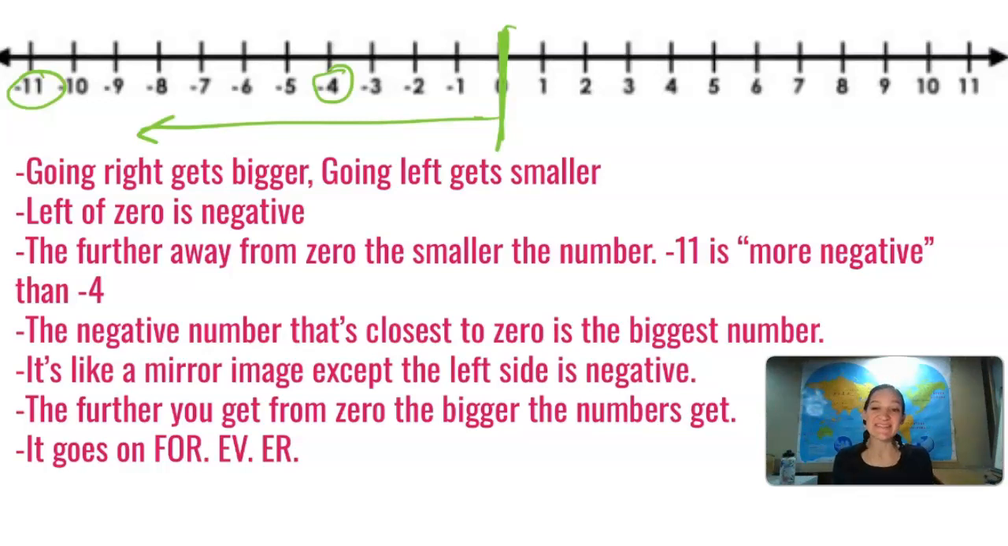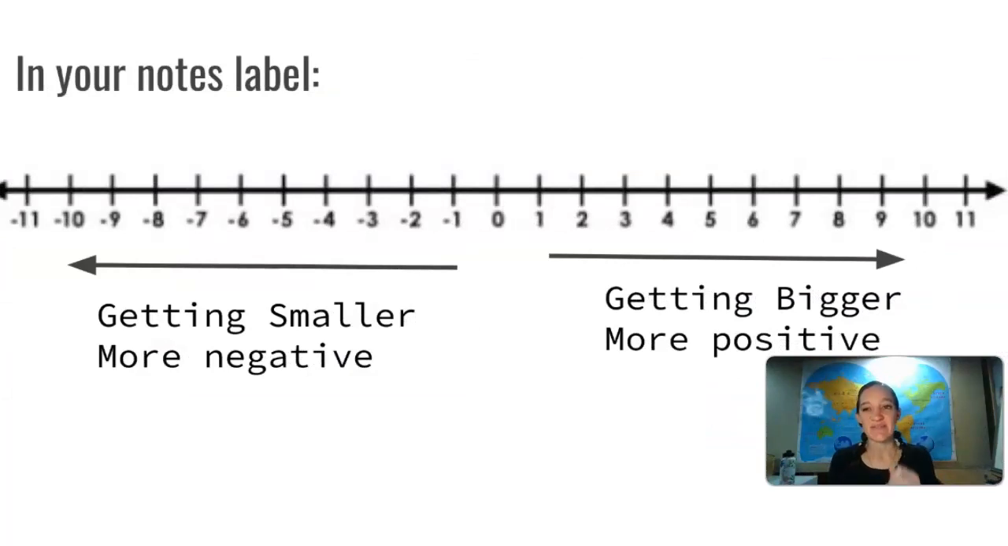So, the biggest takeaway from this discussion is this. And this is what I want you to put in your notes. If you go to the right, you get bigger. You are more positive, more bigger. Okay? As you go to the left, you're getting smaller. You are more negative. So put that in your notes. That's something you got to get your mind wrapped around, is the further you get away from zero on the left, the smaller it actually is.